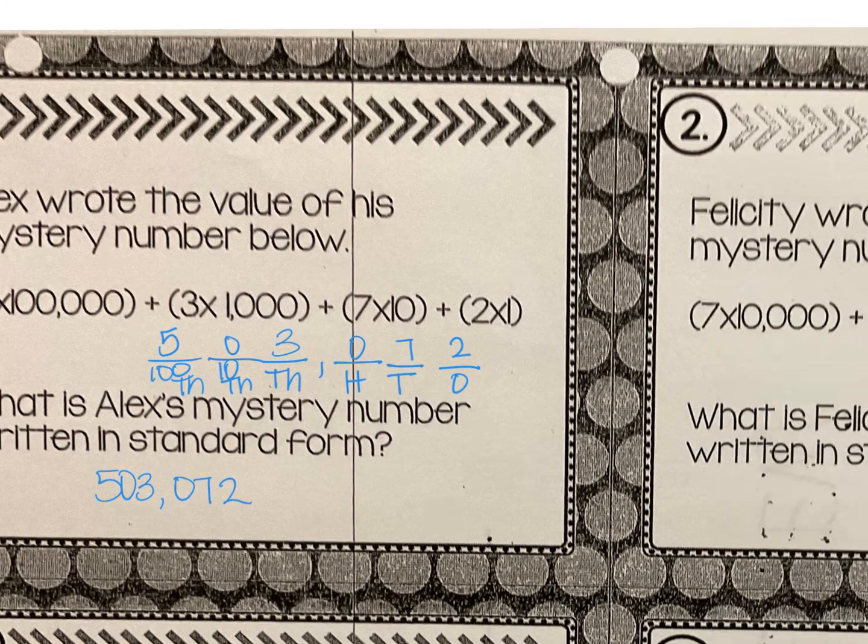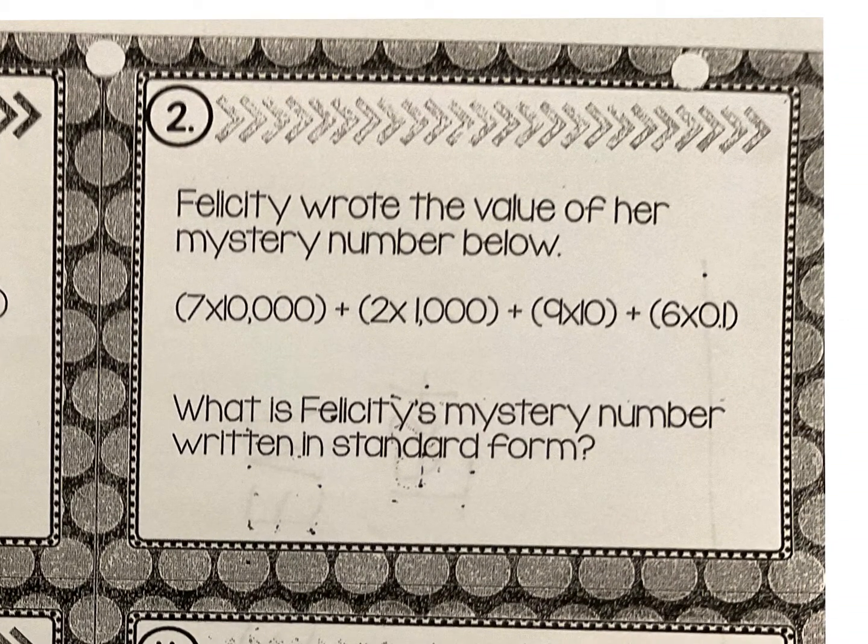Okay, let's go over here, and let's look at number 2. Felicity wrote the value of her mystery number below. 7 times 10,000 plus 2 times 1,000 plus 9 times 10 plus 6 times, what is that? Brendan? 6 times what? Try again. 6 times 1/10.